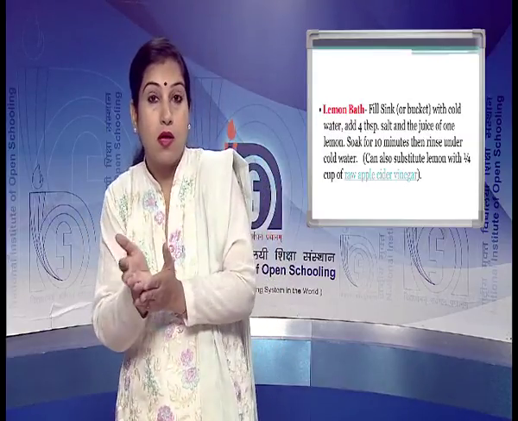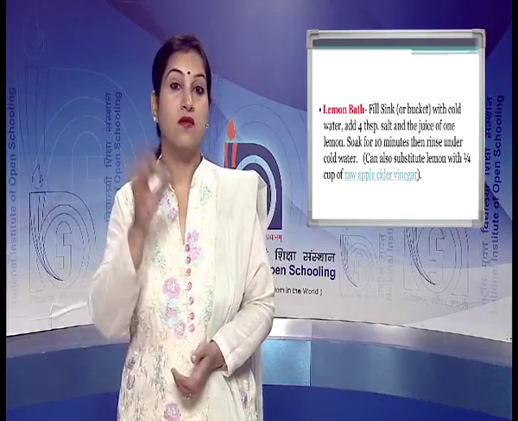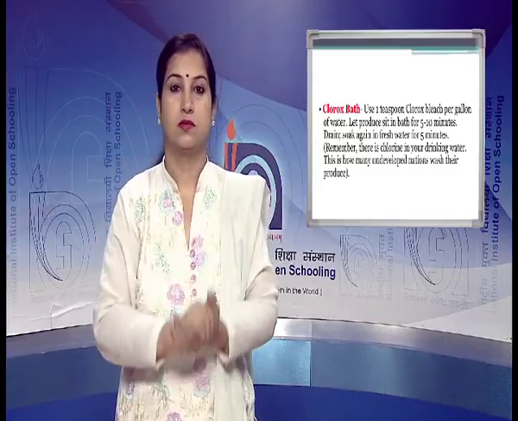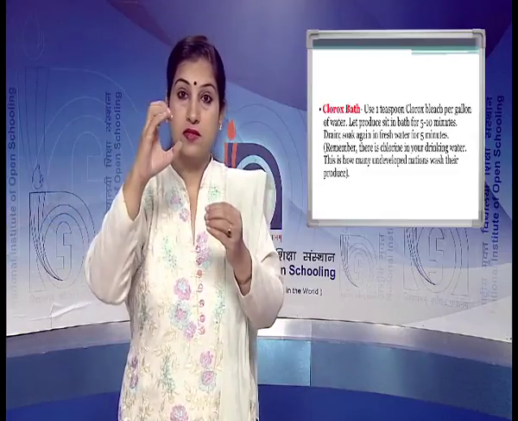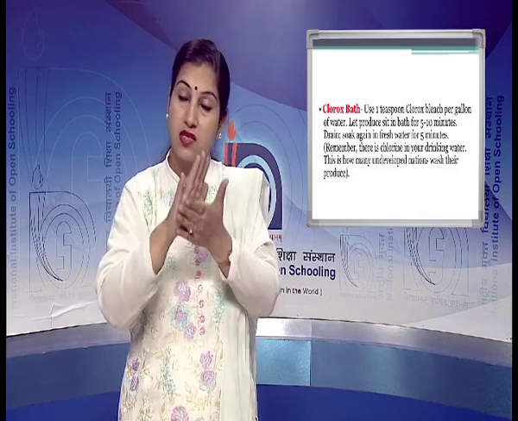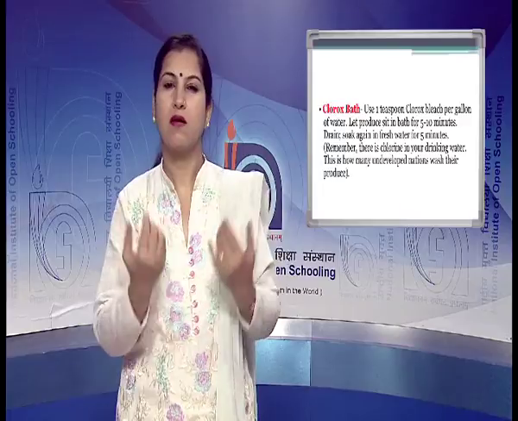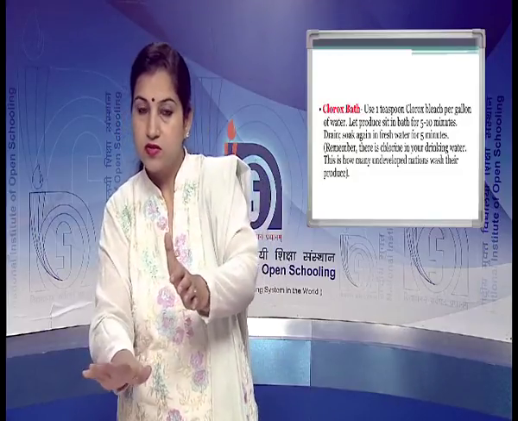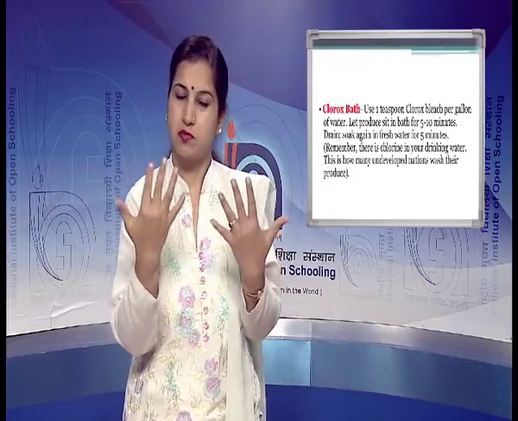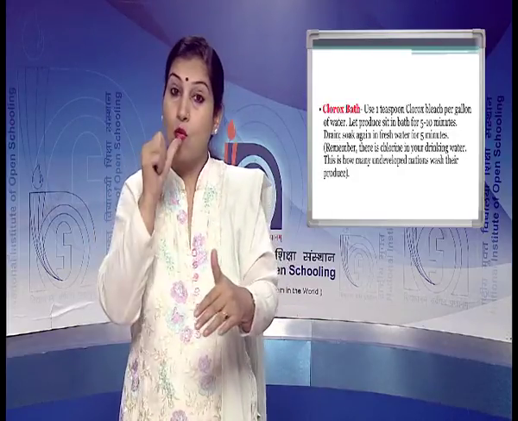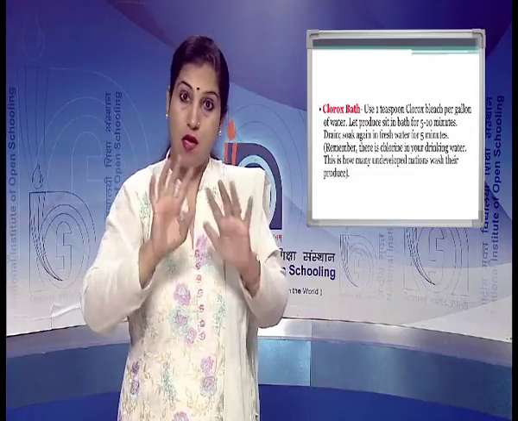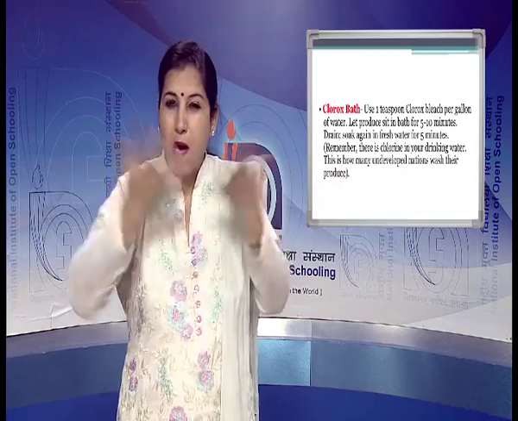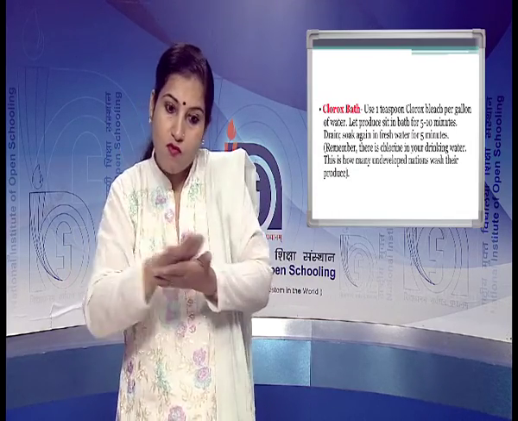Another method of washing pests out of vegetables and fruits is Clorox bath. For this, use 1 teaspoon Clorox bleach per gallon of water. Let produce sit in bath for 5 to 10 minutes. Drain. Soak again in fresh water for 5 minutes. Remember, there is chlorine in your drinking water. This is how many undeveloped nations wash their produce.